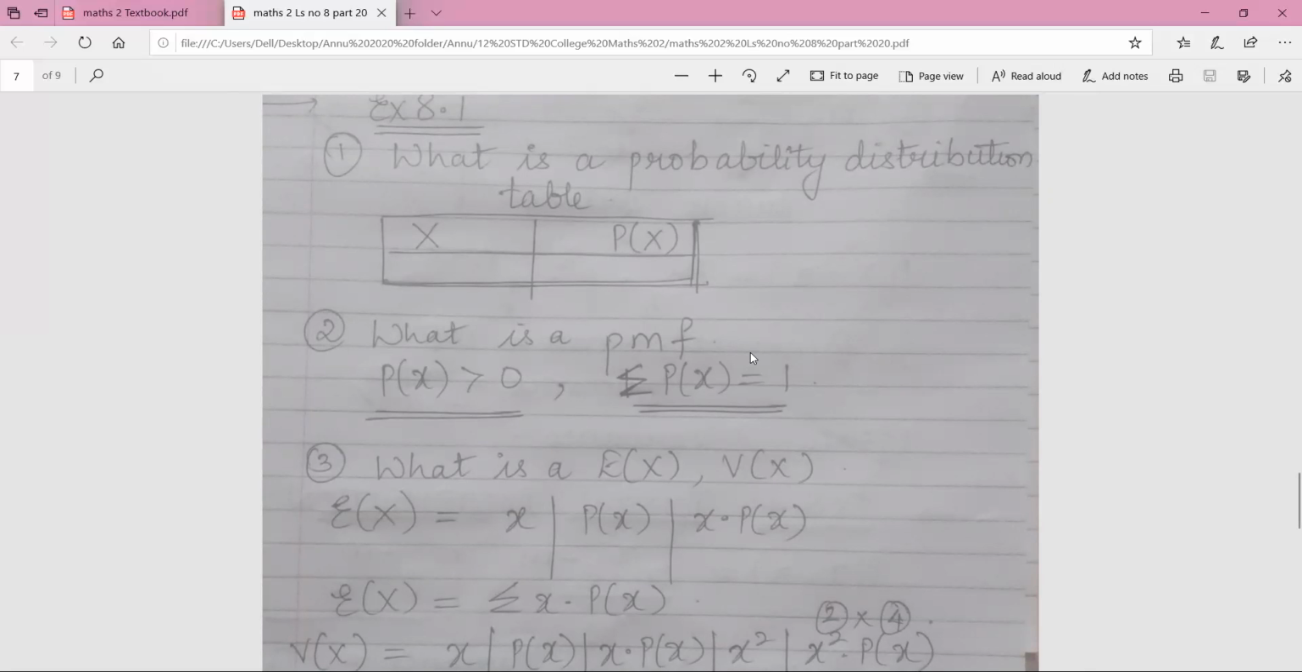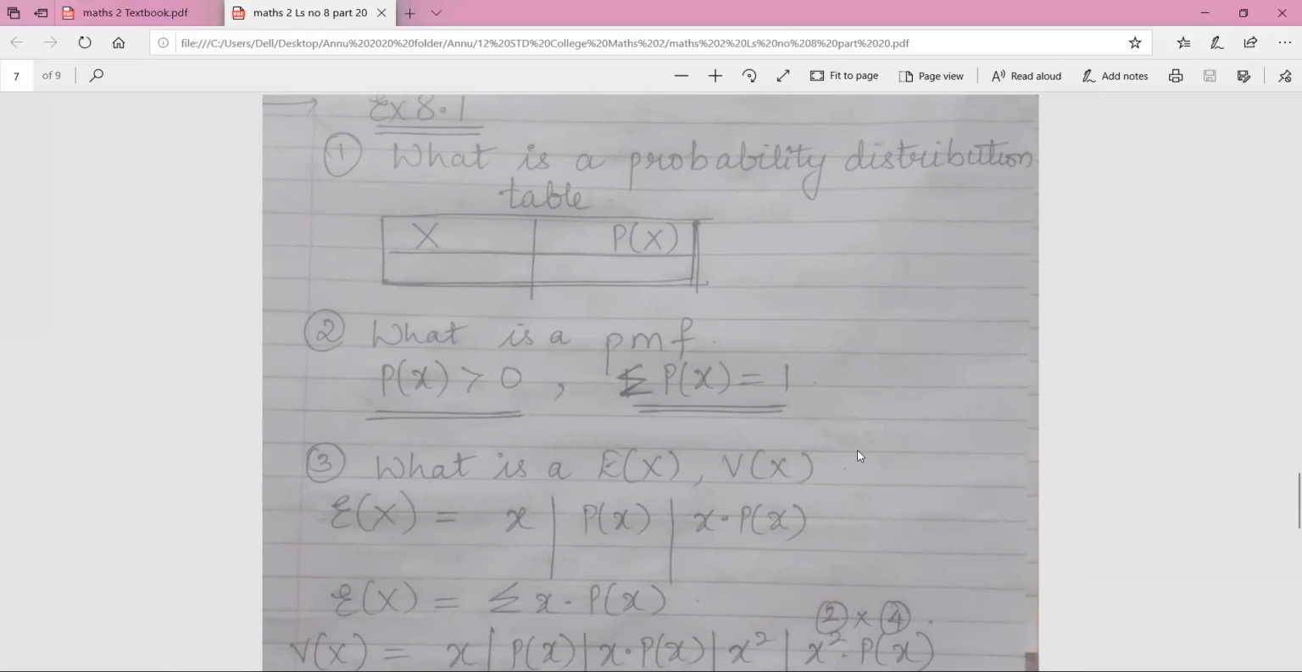So as you can see in exercise 8.1, we basically covered 3 different types of concepts. Number 1, how to make a probability distribution table. So whenever you are solving any sums related to probability, class, always see to it whether making a table is possible or not. And a probability distribution table is nothing but making 2 columns, that is one side will be x and the other side will be p of x. So that should be the 2 columns.